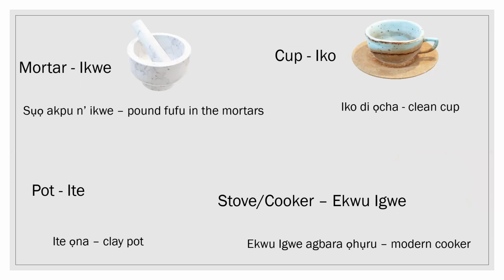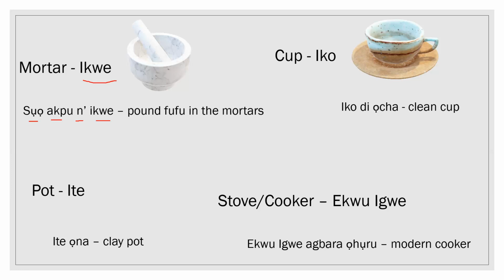Ikwe, which is mortar. Swa akpu nikwe, pound fufu in the mortar. Okay, akpu is fufu, swa is to pound.